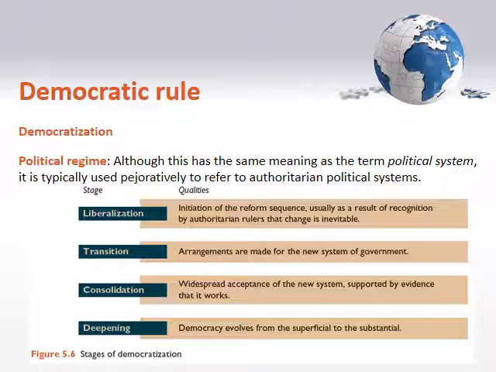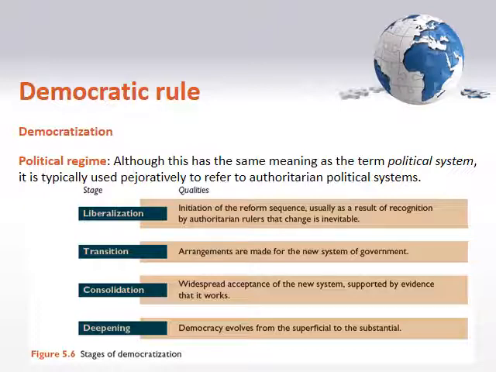Then there's transition. There's arrangements made for a new system of government. And this can happen through violence, or this can happen through more of a liberalization process. So sometimes this can be quite dramatic, sometimes not. And we saw this in the former Soviet states, that ultimately it did not end in civil war. It ended up in the Soviet leaders recognizing that this transition was going to occur.